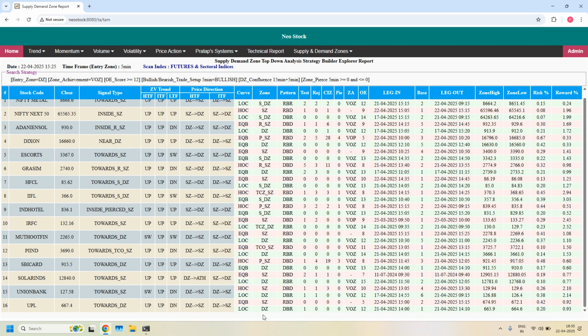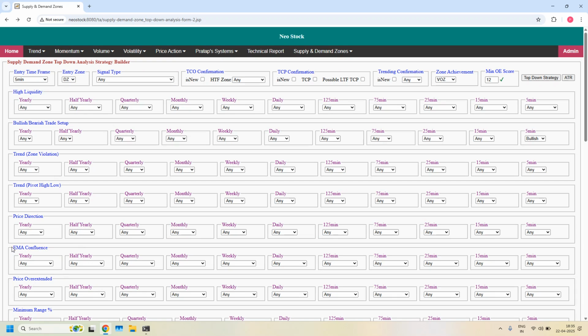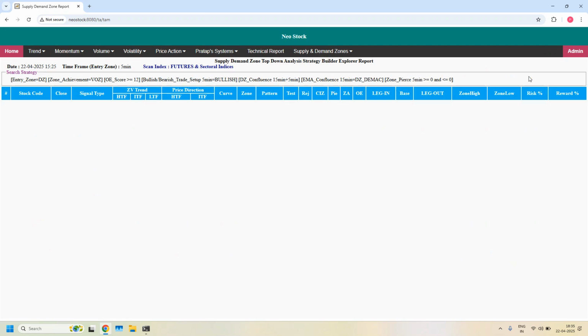So if any 15 minutes demand zones have daily EMA confluence, then the overlapped 5 minutes demand zone inside the 15 minutes demand zone has a higher probability of success. That we will filter. In the EMA confluence at 15 minutes time frame, I am checking if any 15 minutes demand zones have daily EMA confluence. None of them have daily EMA confluence.